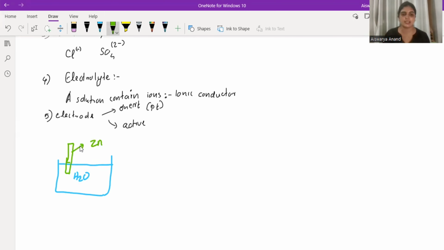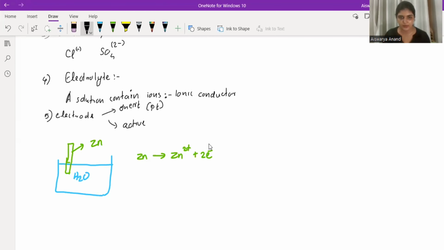I'm putting a zinc electrode. Now, the question is whether zinc will become Zn2 plus plus 2 electrons. That means whether the zinc will get dissolved in water. The answer is yes, but in a very, very small quantity, so we are not even considering it. Now, why is it such a small quantity?